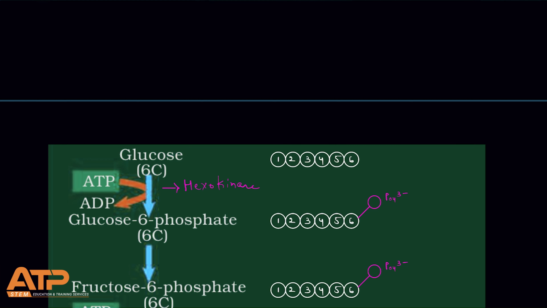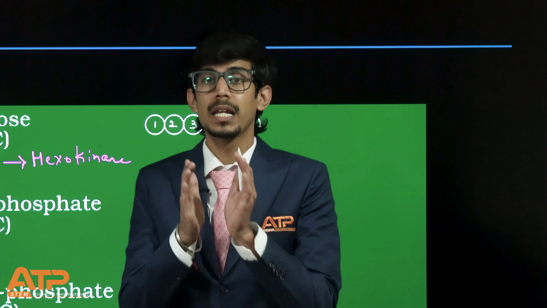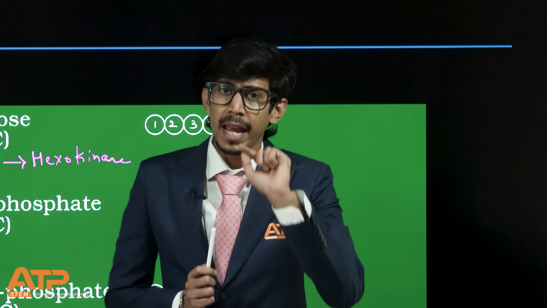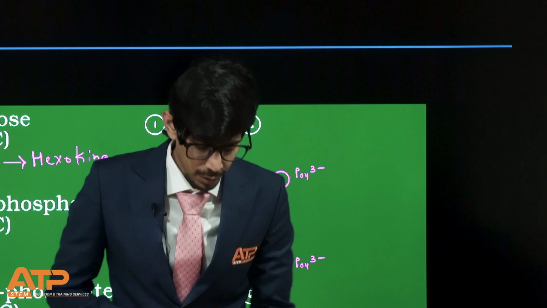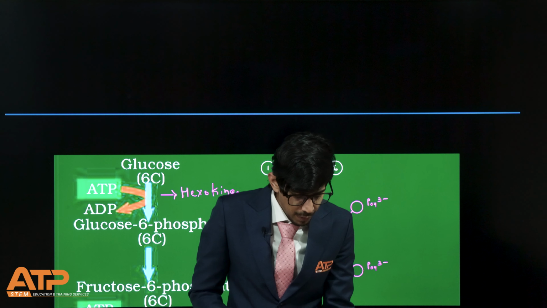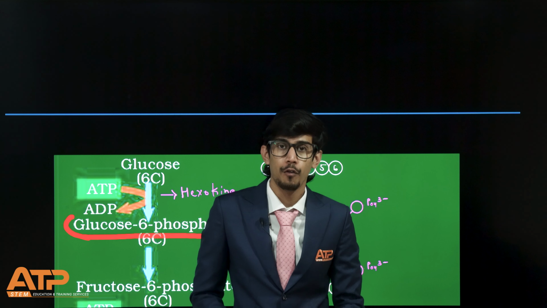Okay, now in this glucose, one phosphate is added. And where does this phosphate come from? ATP. ATP is adenosine triphosphate. It has 3 phosphates. Okay, it gives 1 phosphate to glucose. And where does this 1 phosphate attach? The 6th carbon, right? This reaction is mediated by an enzyme called hexokinase. So finally, we get glucose 6-phosphate.